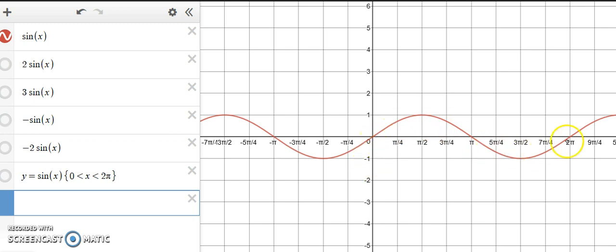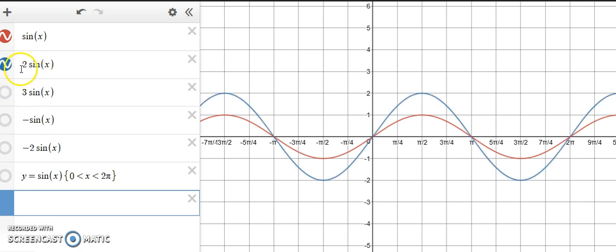We've got that S shape, and remember that our period is 0 to 2 pi, and then it's going to keep repeating in both directions with that same shape. So this is the sine graph that we already looked at. Now let's look at what happens when we put numbers out front of it. If you put a number out in front of it, that's going to stretch or compress in the y direction. So let's turn that one on.